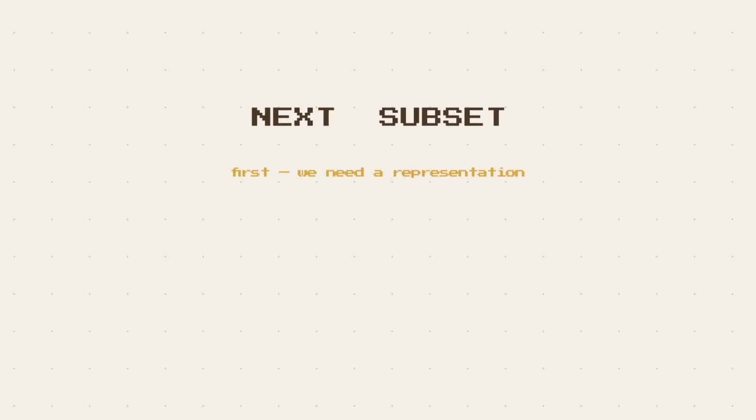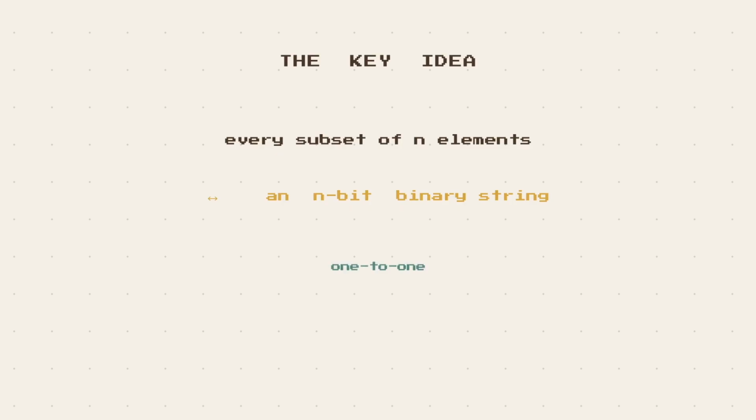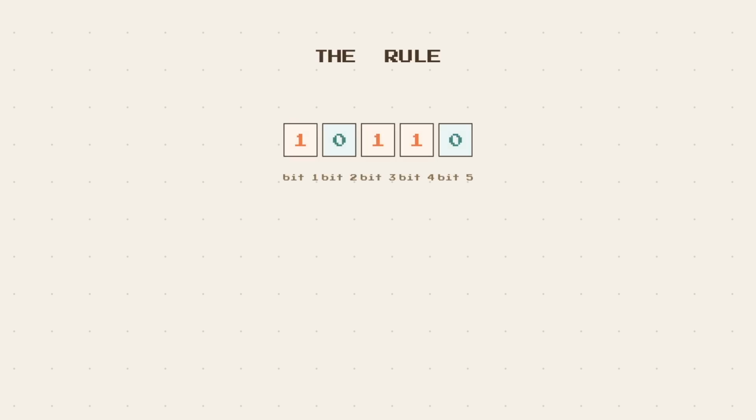The idea is first we need a clean way to represent the subsets, right? So here's the trick. Every subset of n elements corresponds uniquely to an n-bit binary string, which is basically one to one, right? And nothing is missed in this case, and there are no duplicates. So the rule is very simple. You're going to label your elements 1 through n. For each bit position i, if bit i is 1, the element is in the subset. And if it is 0, the element is not in the subset. Okay, so I hope this makes sense.